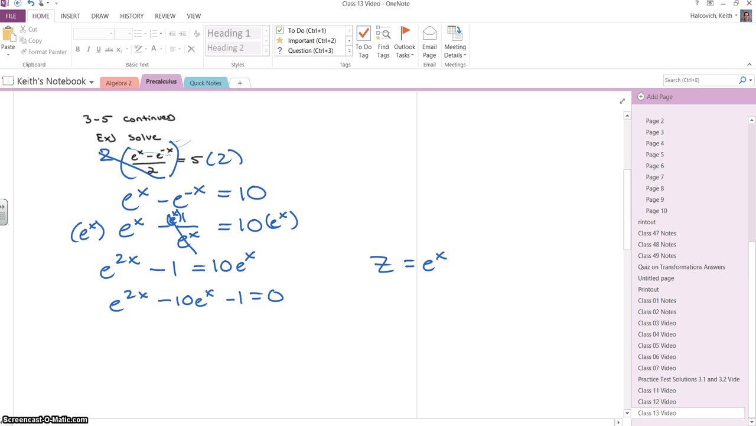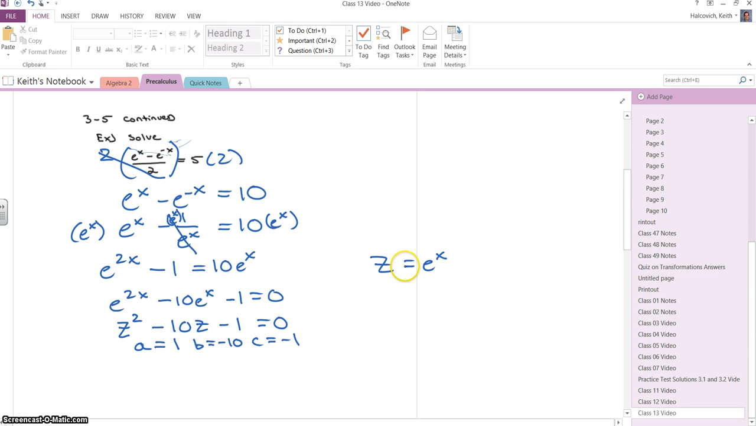So this is the same as z squared minus 10z minus 1 equals 0. Now, there are no factors of -1 that add to -10, so what we can do is do the quadratic formula. So we let a equal 1, b equal -10, c equal -1.